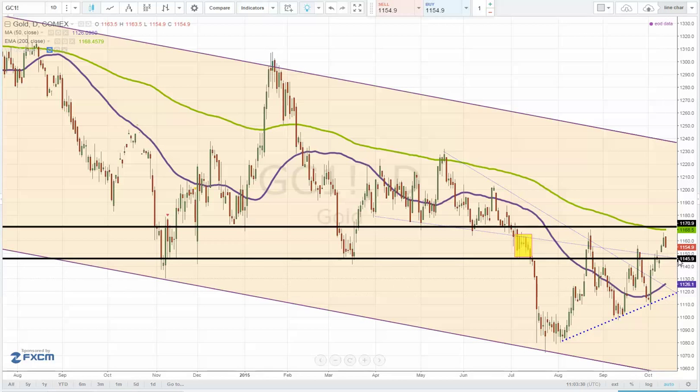How far will we go? We do have support at 1145, so the market could hold there. Potentially it goes down to the bottom trend line here and the 50 simple moving average as well, at around 1130. So definitely some things to consider there.